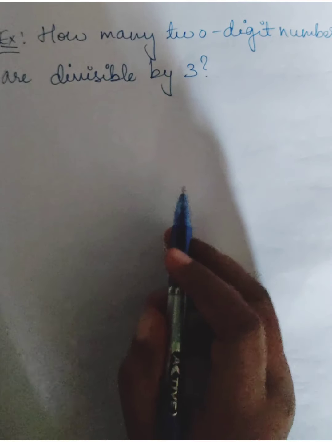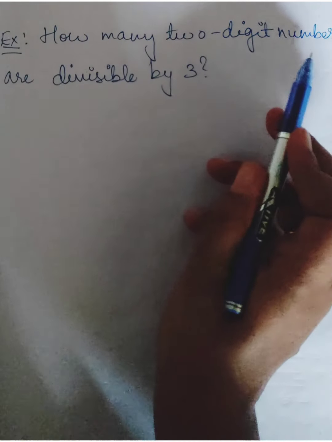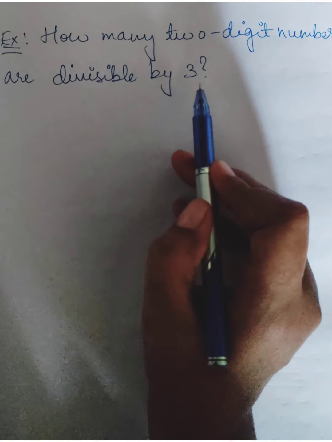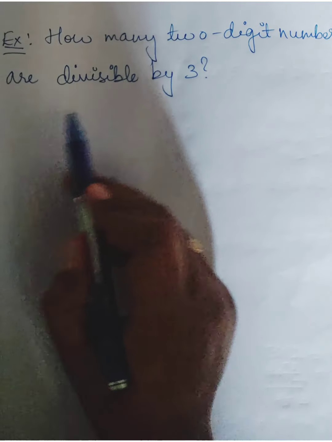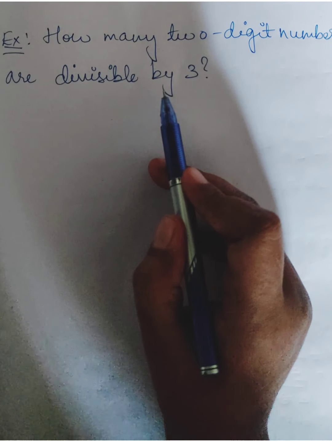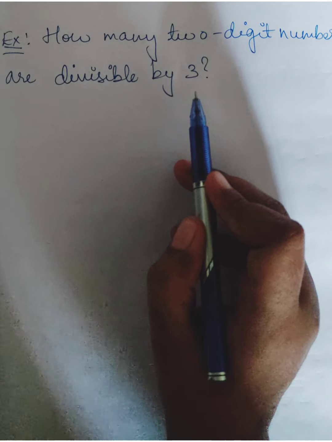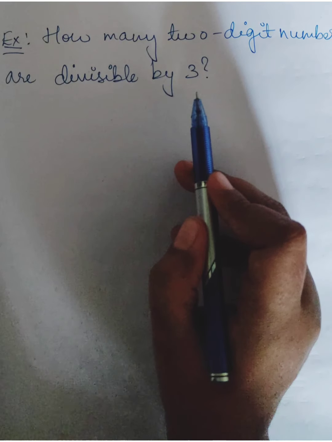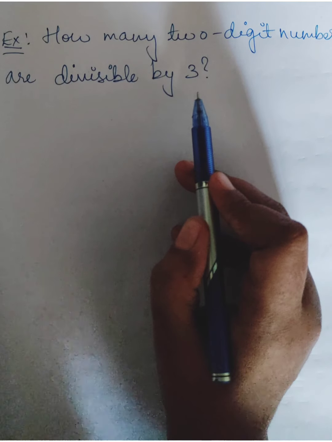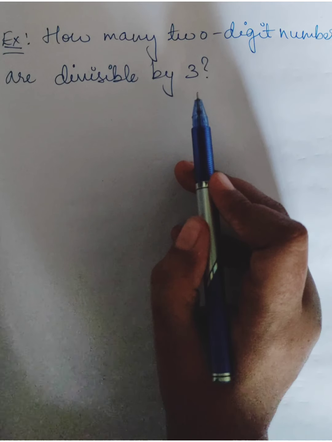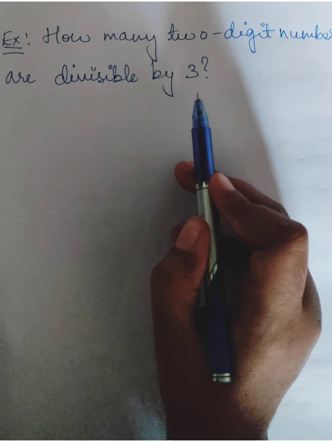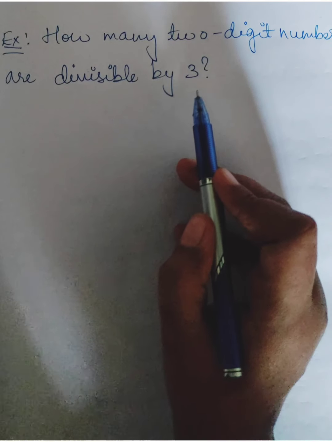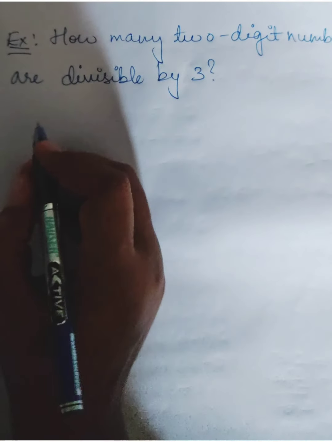So the next example is, how many 2-digit numbers are divisible by 3? Okay, so we are going to take such numbers which should be divisible by 3. You can't take 6 and 9 because they are not 2-digit numbers, they are 1-digit numbers. So you have to take numbers which are divisible by 3 and are 2-digit numbers. Okay, so let me start the solution.